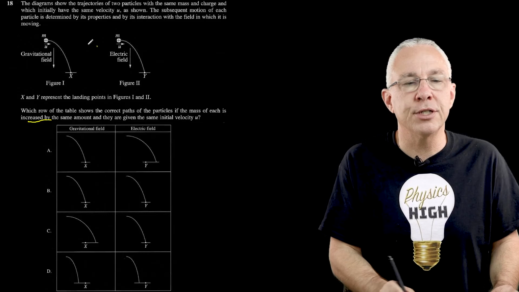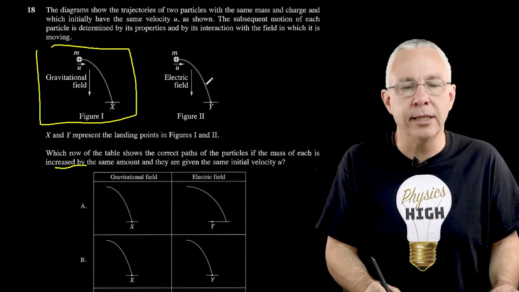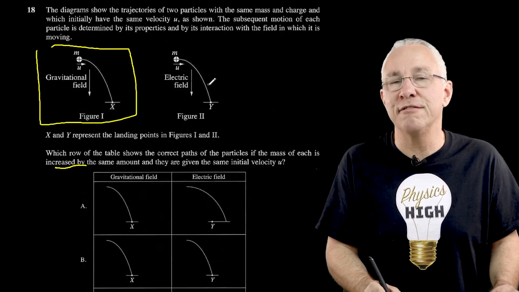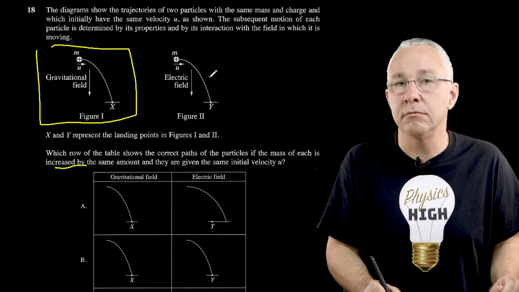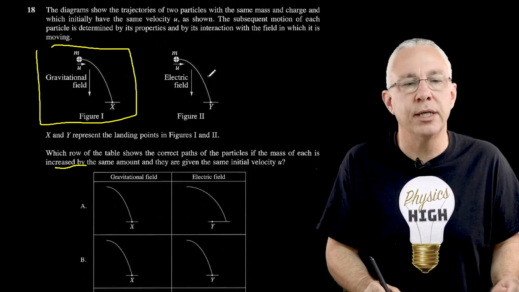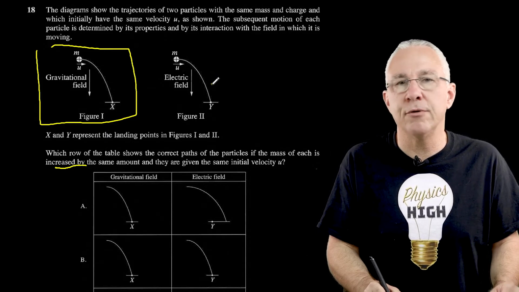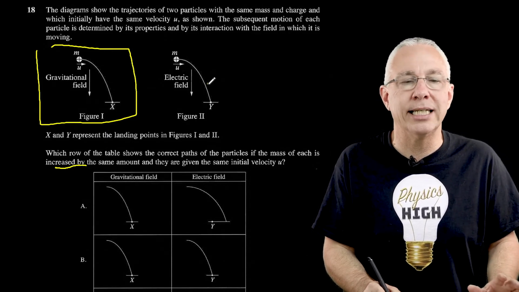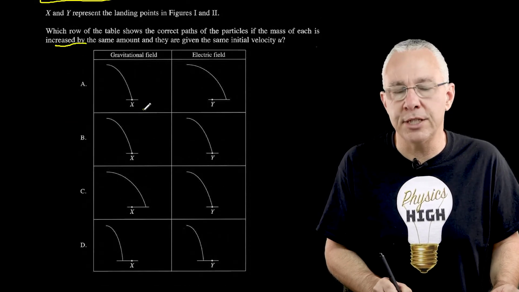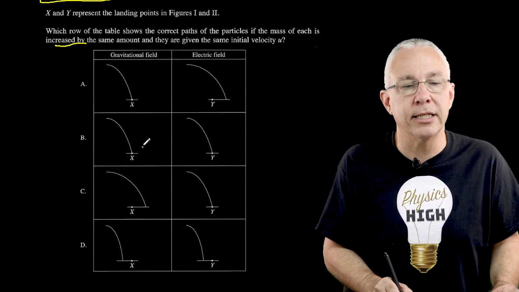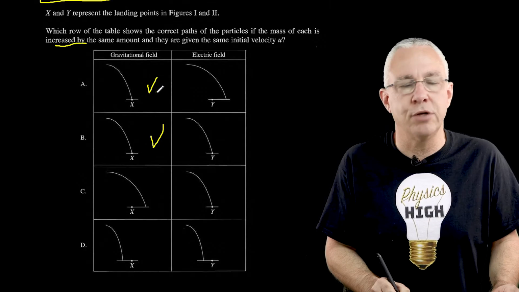Let's look first at our gravitational situation. We know, as we discussed earlier, that the mass of an object does not affect the acceleration and thus the range of a particle as it moves in a gravitational field, projectile motion, in other words. And so therefore, if we increase the mass or decrease the mass, we're going to get the same range. If it lands at x in the first scenario, it's going to land at x in the second scenario. So automatically, A and B are our only two options so far.